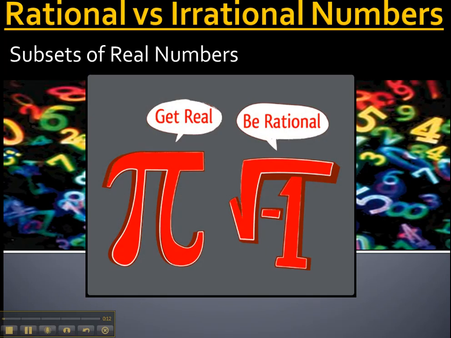So we'll start off with a joke here. Pi is telling the square root of -1 to be real because it's not a real number. And we have the square root of -1 saying back, be rational because pi is irrational. Ha ha ha. Okay, sorry. It's late.